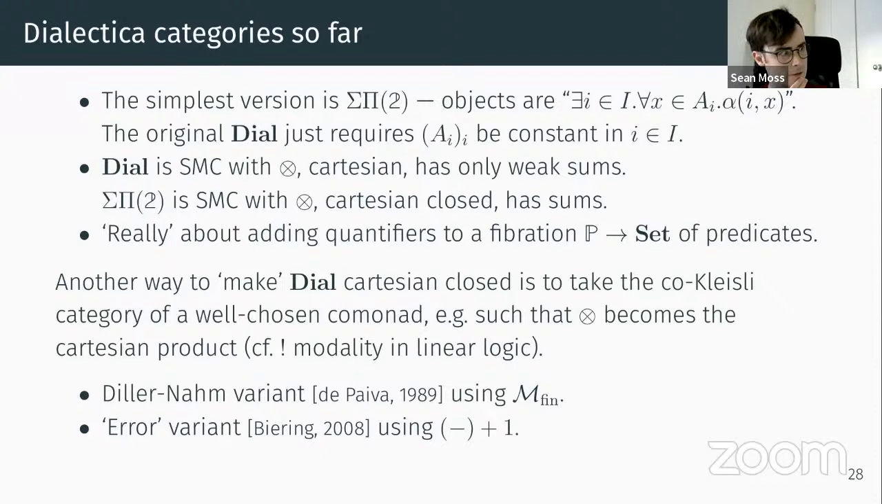I'm wondering whether you'd still want to add the comonad, whether that linear logic fact is reflected in sigma pi 2 already. Maybe you're asking whether the comonad is also on sigma pi 2, and the answer is yes. There's a comonad on sigma pi 2 which restricts to the one you use on dial.